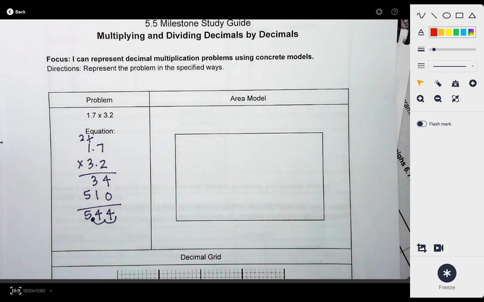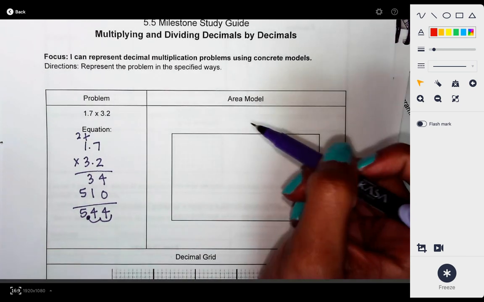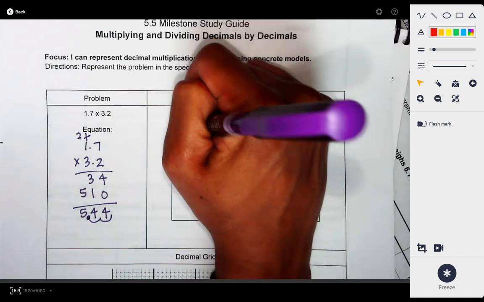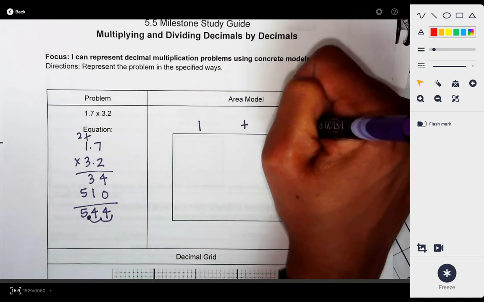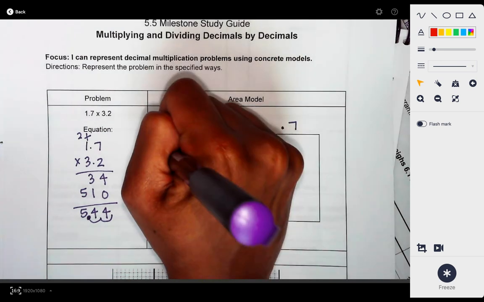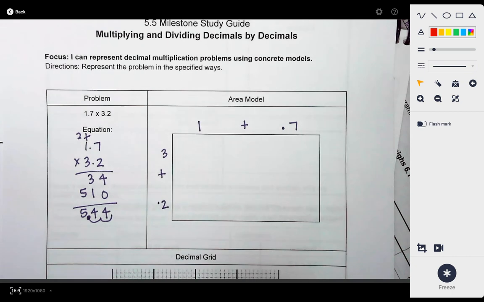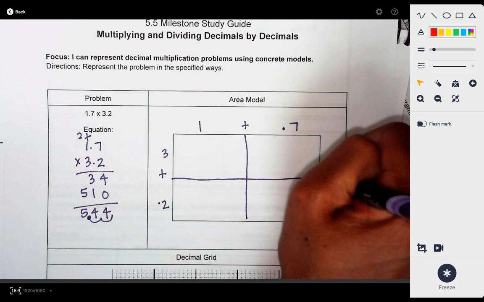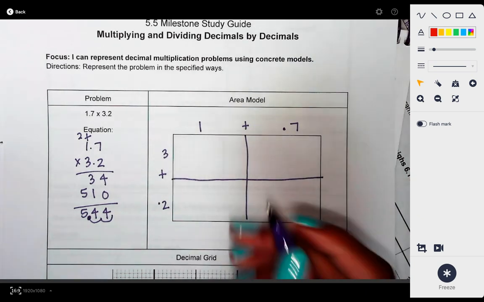Now, though, they're tasked to represent that with concrete models. So with our area model, we're going to decompose each factor. And what I mean by that is we're going to go 1's place, 1 plus that next place, 7/10. We're going to do the same thing here. 3 plus 2/10. This is called an area model because essentially what you're doing is finding the area of each rectangle.